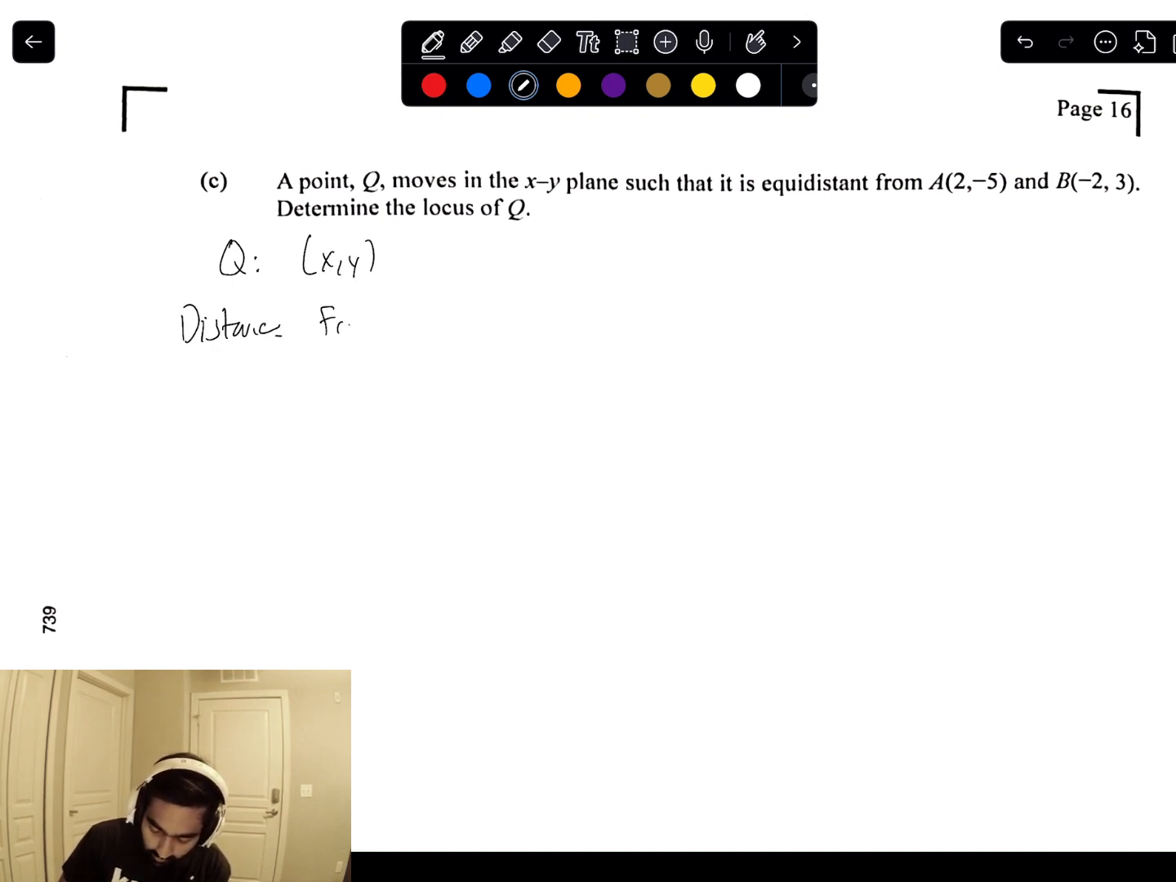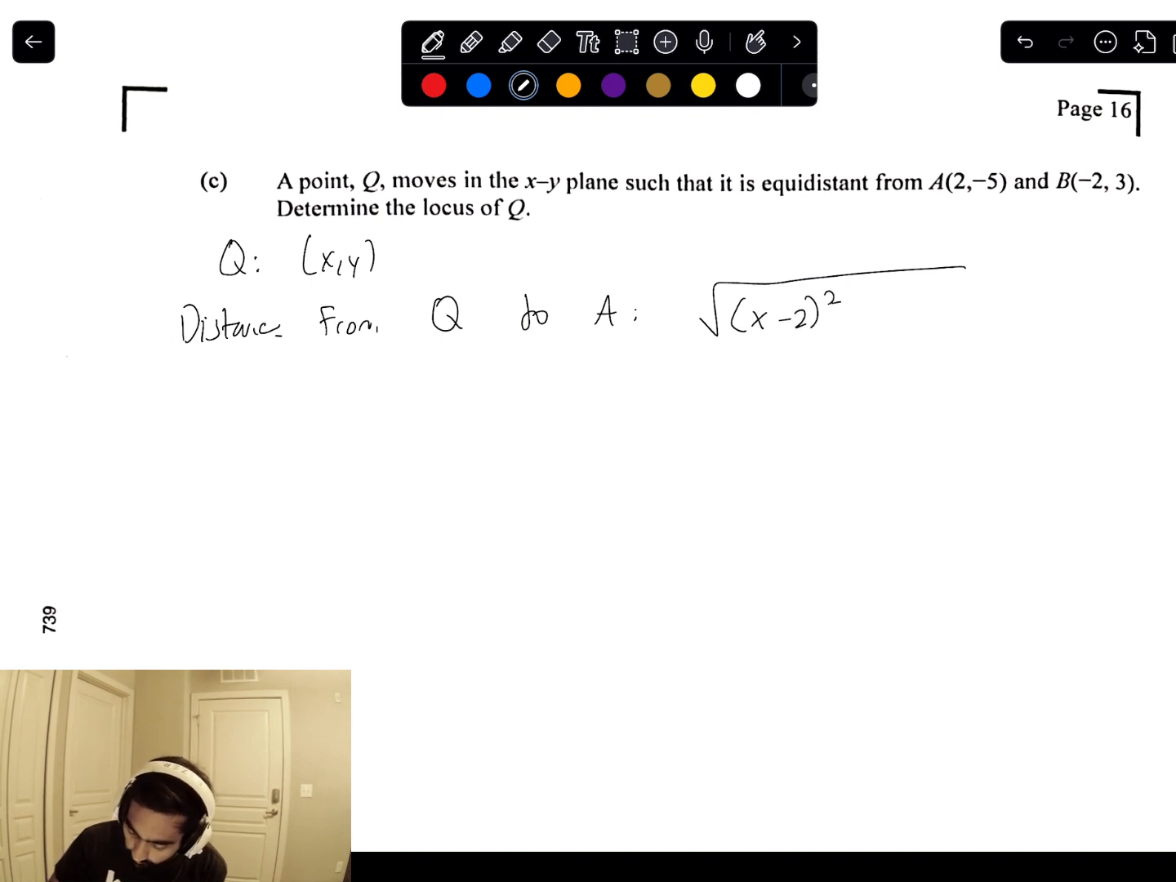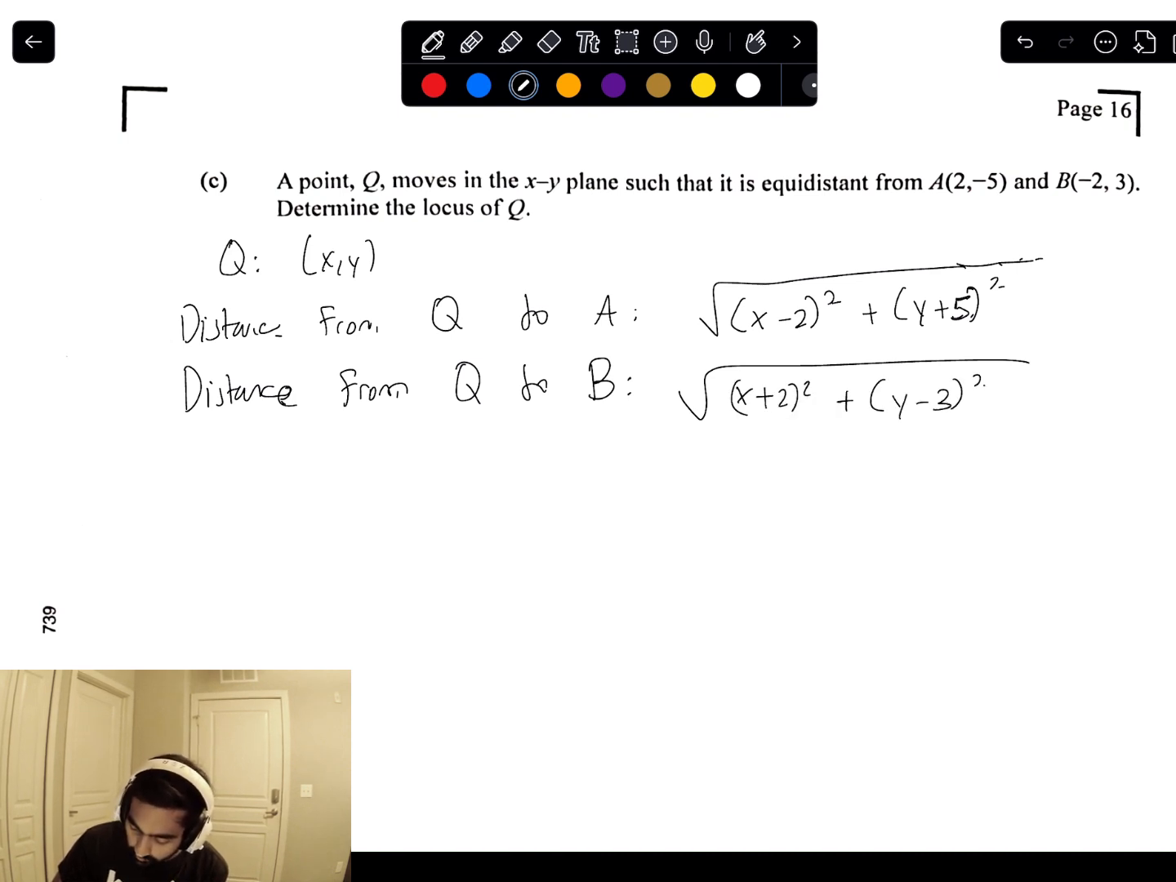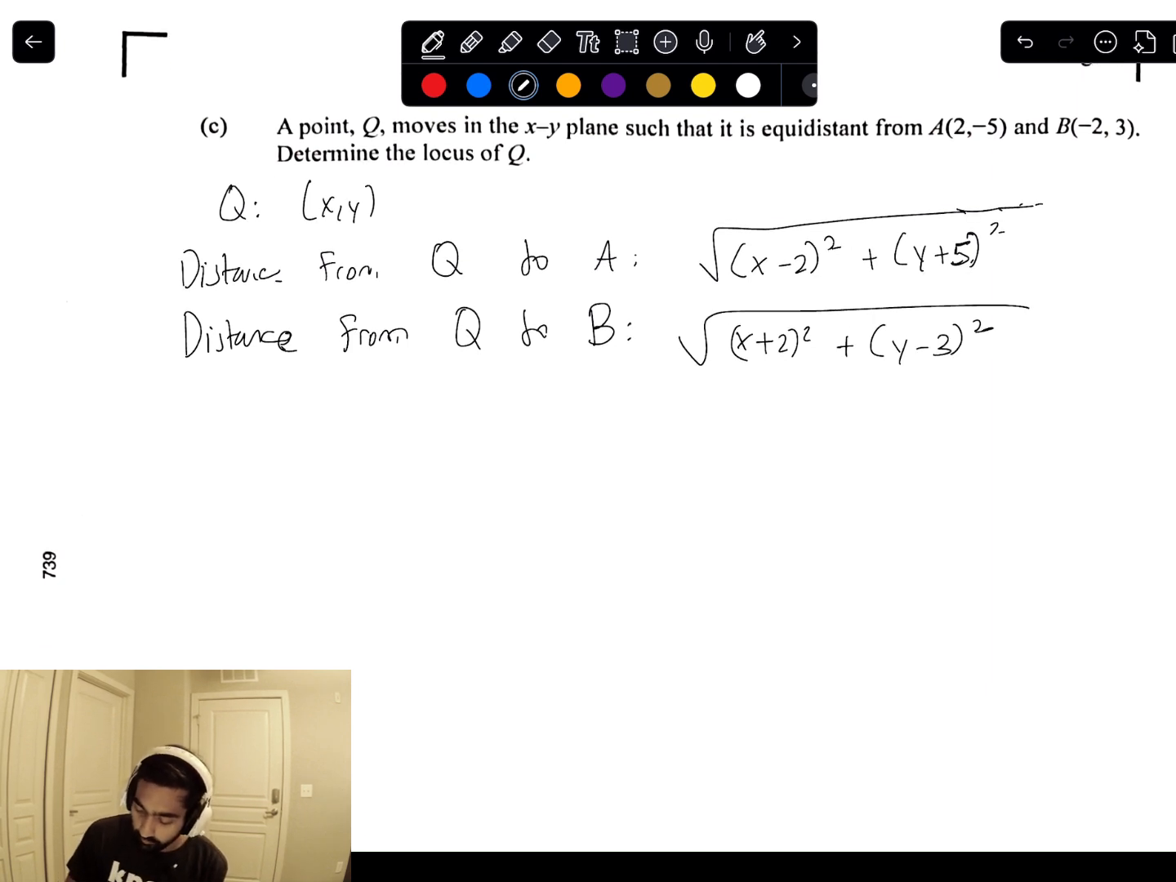What's the distance from Q to A? Well, that's going to be, by Pythagoras' formula, the square root of x minus 2 squared plus y plus 5 squared. Now similarly, I'm just going to find the distance from Q to B. That's going to be the square root of x plus 2 squared plus y minus 3 squared. And because it's equidistant, these two things have to be equal. So I can equate these two things and then cancel the square roots.